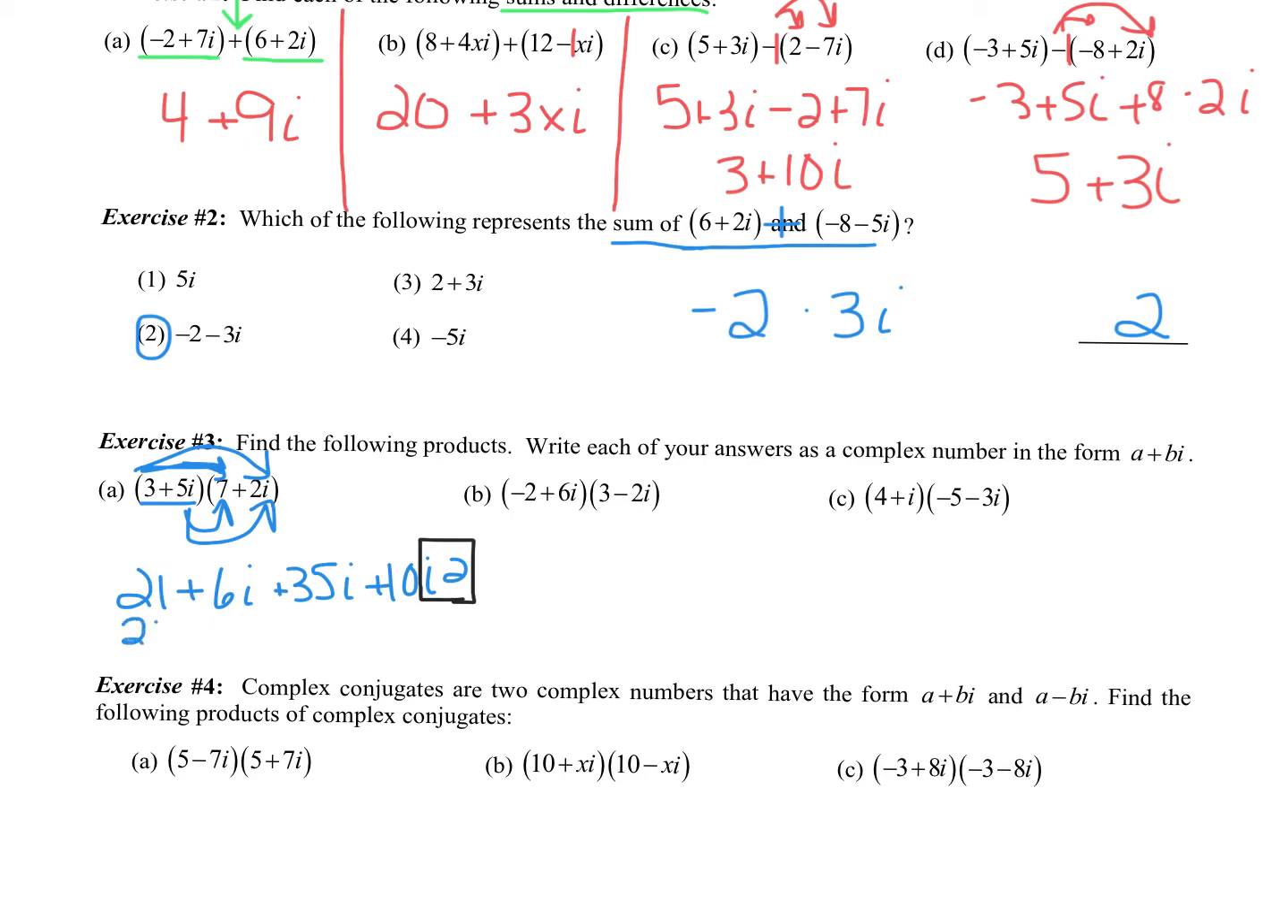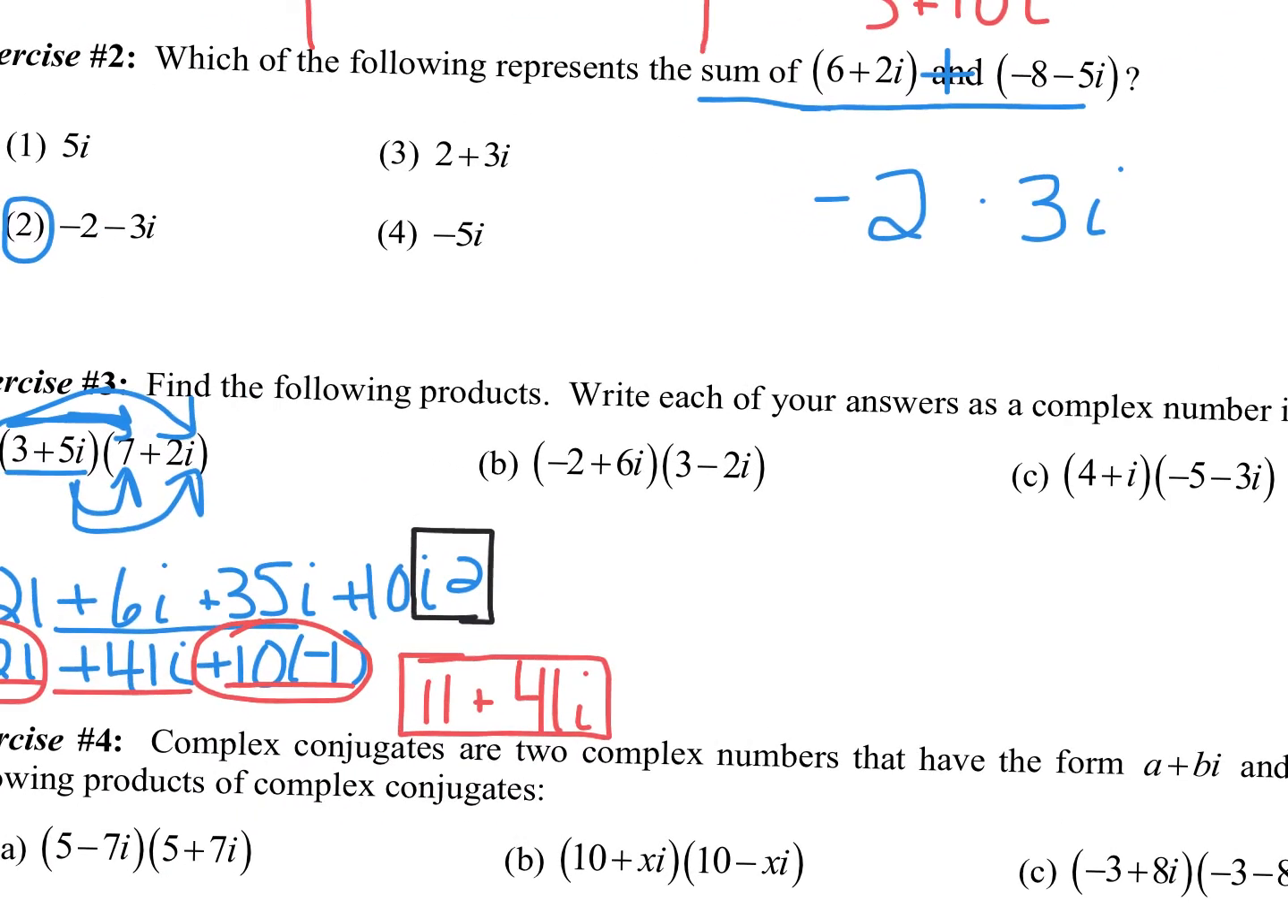So this is 21 plus, combining like terms, 41i. So this is 10 times -1 here. So what I end up with in terms of the real numbers is 21 minus 10, right? Because that would be -10 if I simplified that. So I get 11 plus 41i. So here's my 11, 21 minus 10, and then I already had the 41i. I'm going to make this a little bigger so I have a little more room to write for the next one.